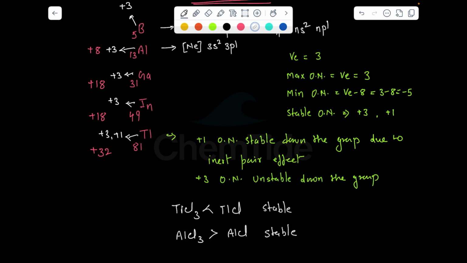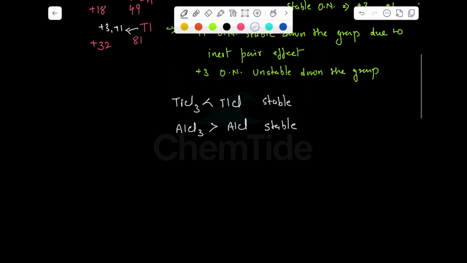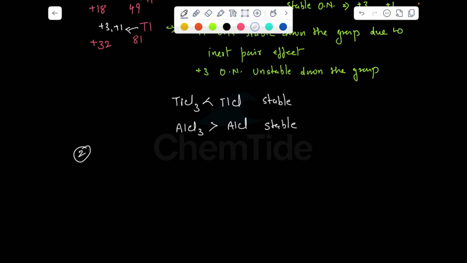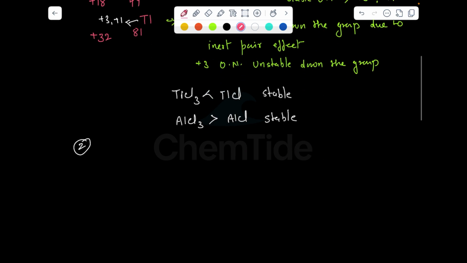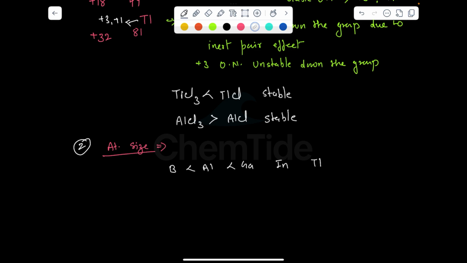So this is one of the physical properties. Now let's go with the second physical property. So let me write, the first physical property is oxidation number. The second physical property we have is atomic size, which also plays a very important role as a PYQ. So in general, for boron, aluminium, gallium, indium and thallium, the size increases in this way.